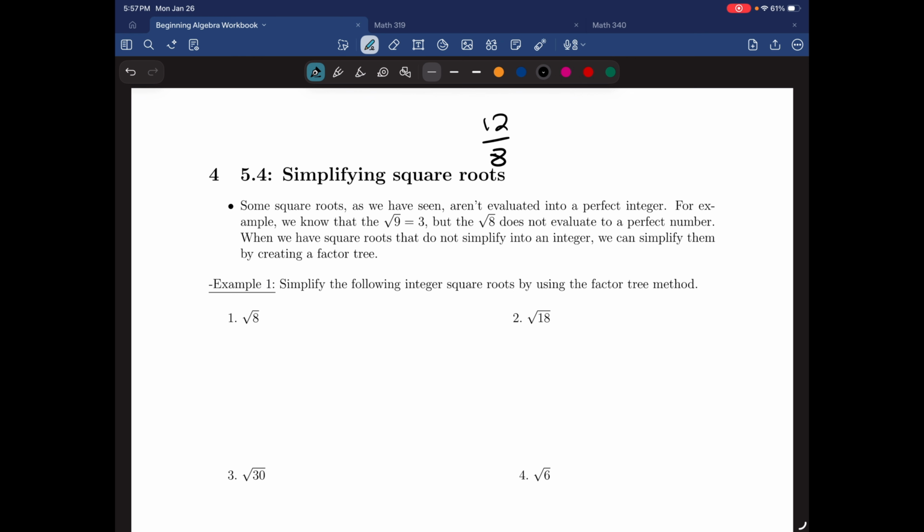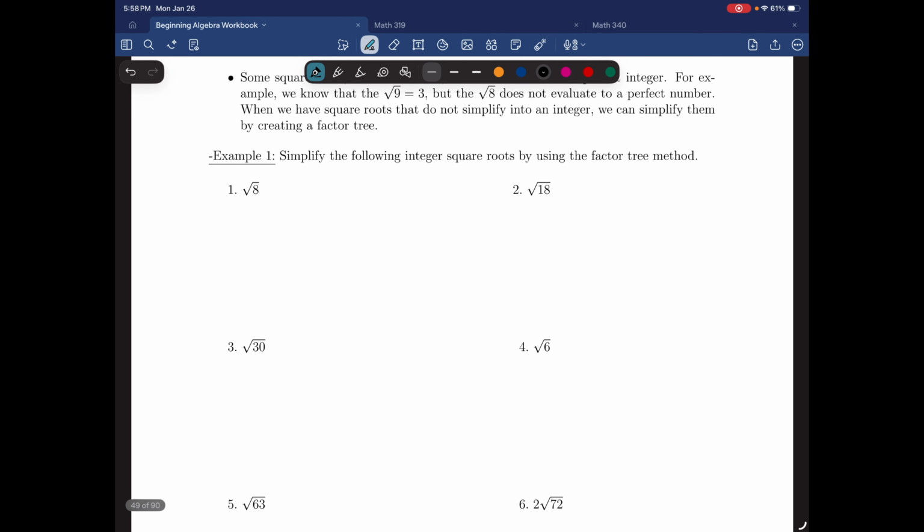So we can simplify this fraction. The same idea applies with square roots. So in this video, we're going to learn how to simplify square roots, just as we've learned in the past how to simplify fractions. Alrighty. So for example 1, we're asked to simplify the following integer square roots by using the factor tree method.